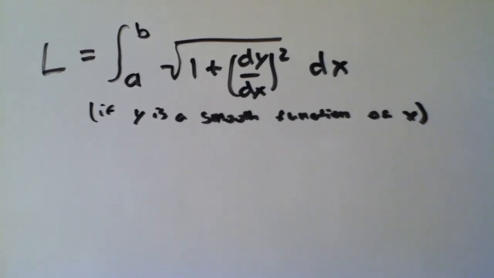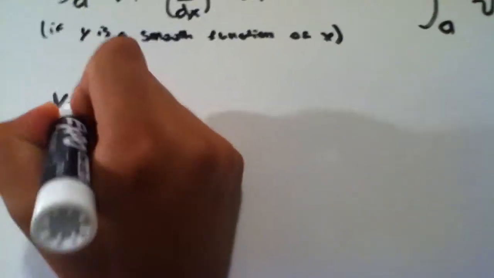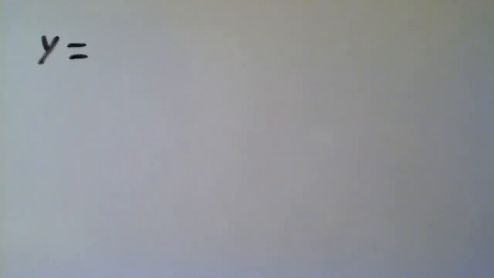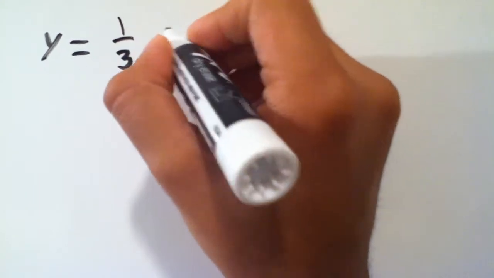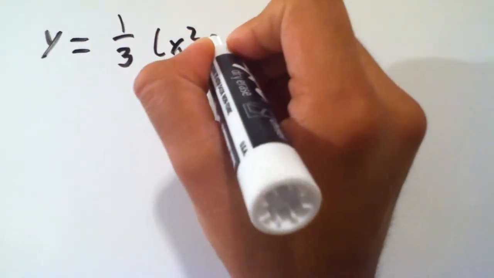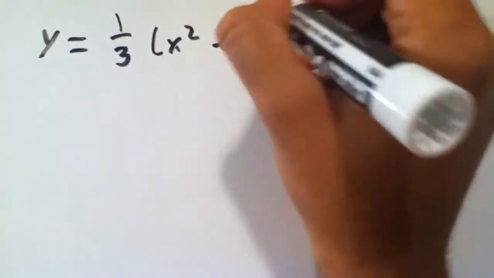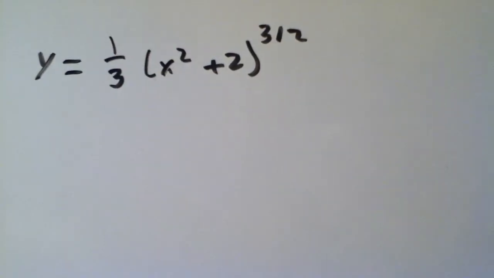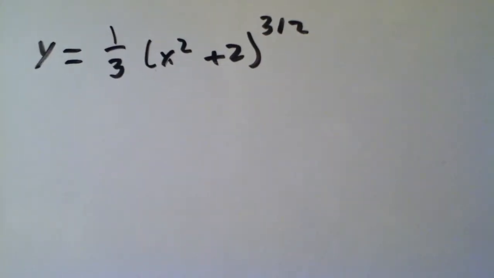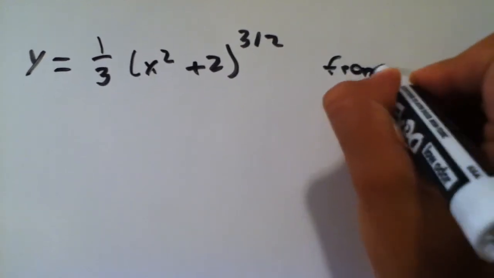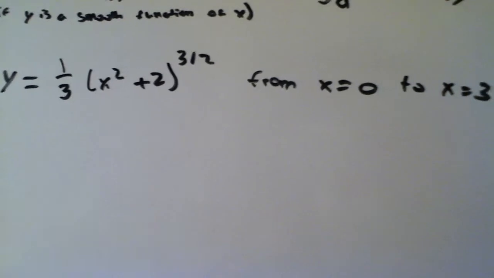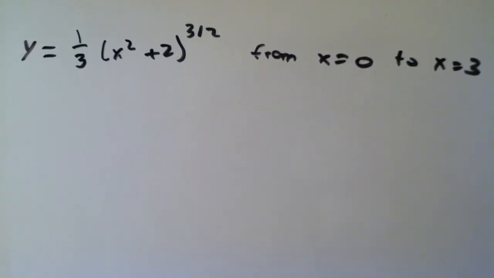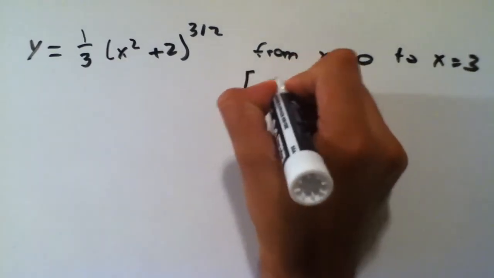And here's our example. So if y is equal to 1/3 (x squared plus 2) to the power of 3/2. This is our function, and I want to find the length of its curve from x is equal to 0 to x is equal to 3. So this is what I want to find. So basically, it's on the interval from 0 to 3.